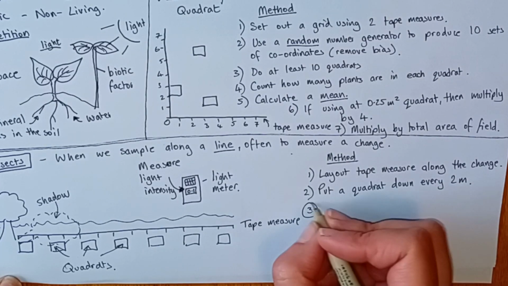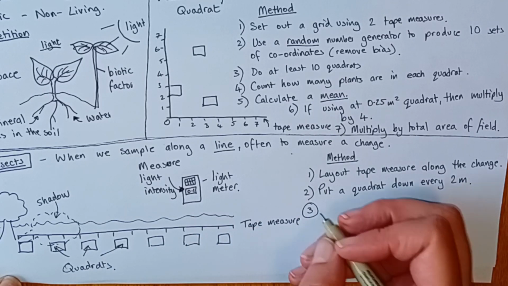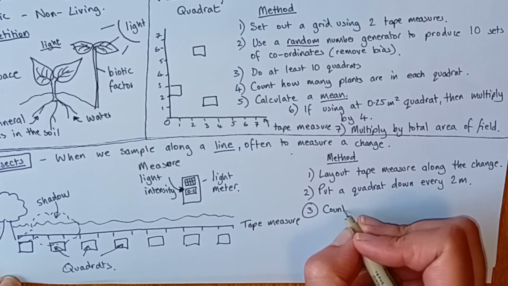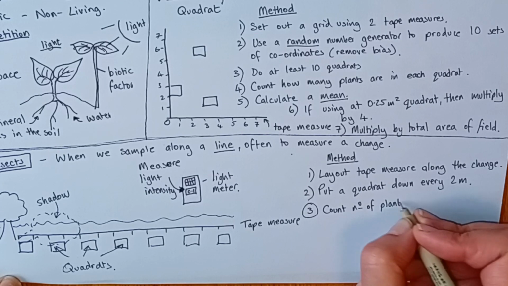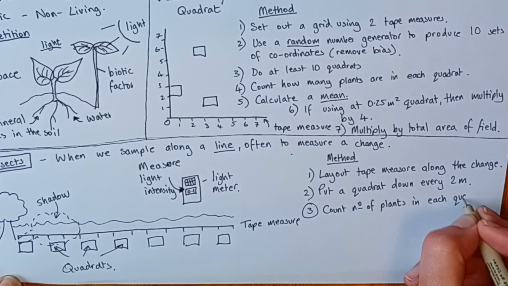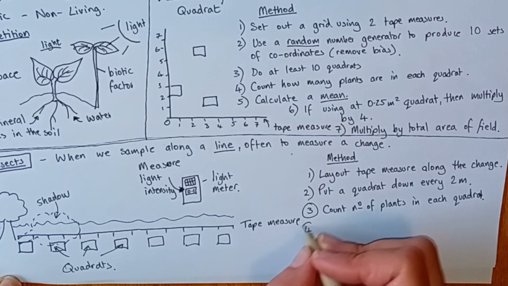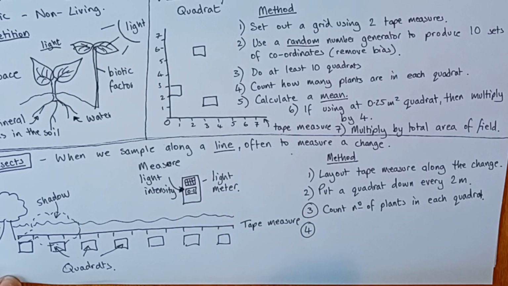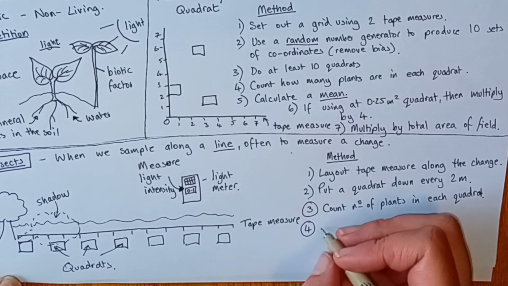Number 3, the one that everyone misses out, you need to say that you're going to count what's in the quadrat. That was the most common missed out answer a couple of years ago. Count the number of plants, or whatever it is you're measuring, in each quadrat. You also need to measure whatever it is you think is changing. So in this case, it could be light meters. If I was doing soil pH, I'd have to take a soil sample at each quadrat.